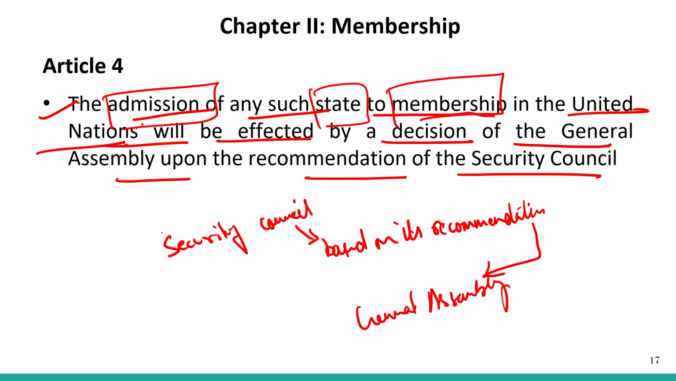Okay, so an important point of discussion here. The first and foremost point that you need to understand is that it is on the basis of the recommendation of the Security Council that any member who has shown willingness to join the United Nations, who is a peace-loving nation, and who, according to the United Nations, will be able to fulfill the obligations mentioned under this charter, will be admitted, if it is the recommendation of the Security Council that this particular nation should be admitted to the United Nations.